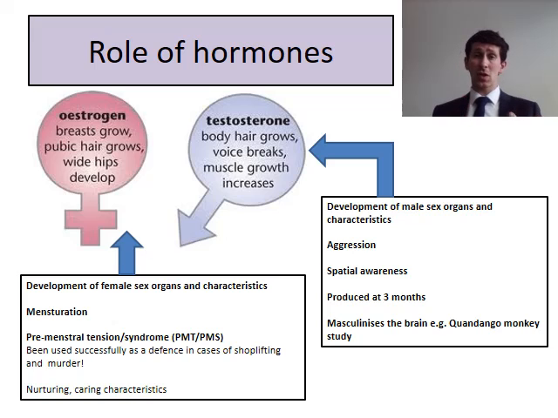If you remember, it's produced at 3 months and during adolescence. One of the big things that testosterone does, especially during prenatal development, is it masculinizes the brain. It changes the pathways in the brain, and we're going to have a little look at a study in a bit when we go on to the evaluation of Quandango's animal study.